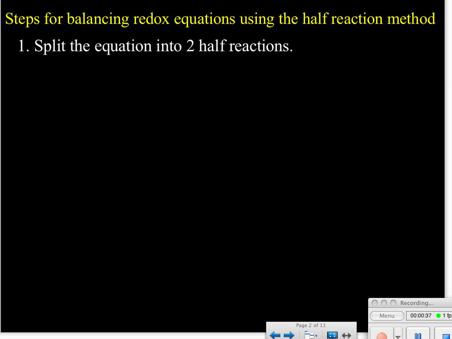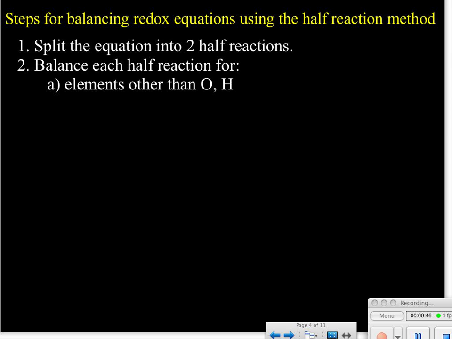First, you need to split the equation that you're given into two half reactions. And then for each of those half reactions, we need to balance each half. The first thing you need to balance are elements other than oxygen and hydrogen. Then you will want to balance for the oxygen, and in order to provide the oxygen, we're going to be using good old H2O.